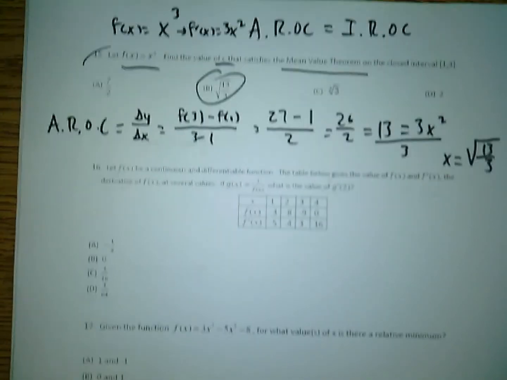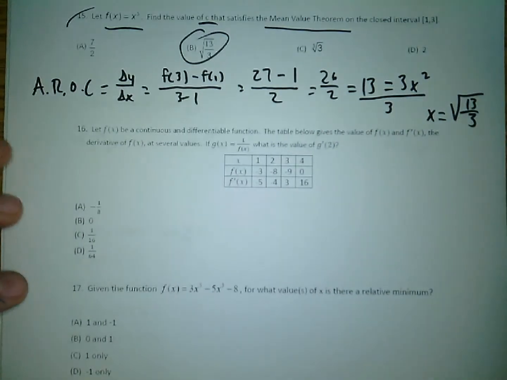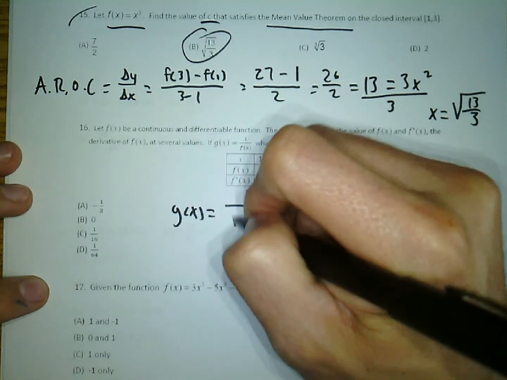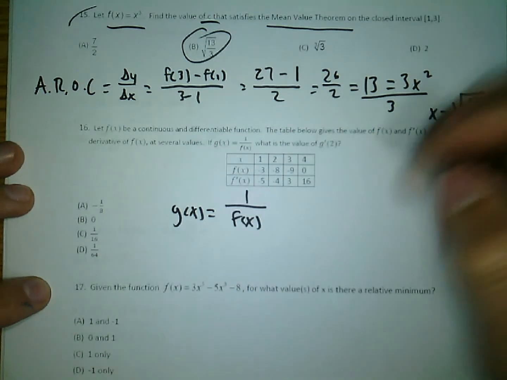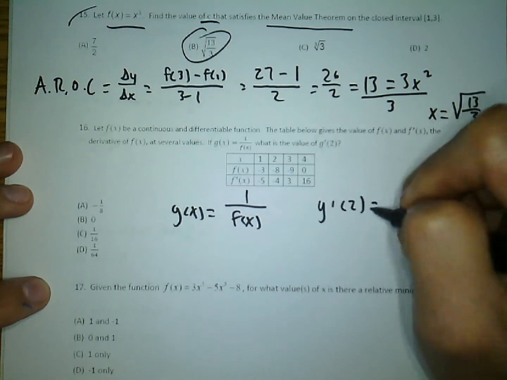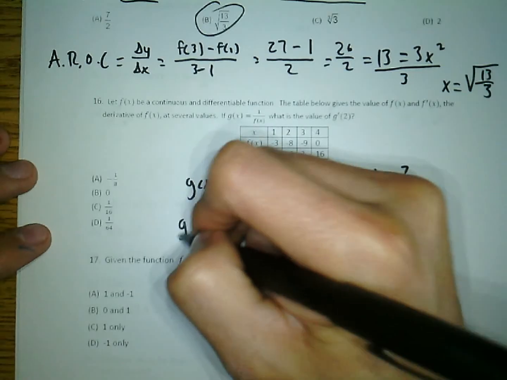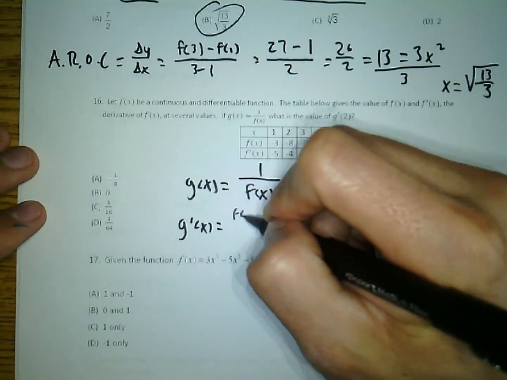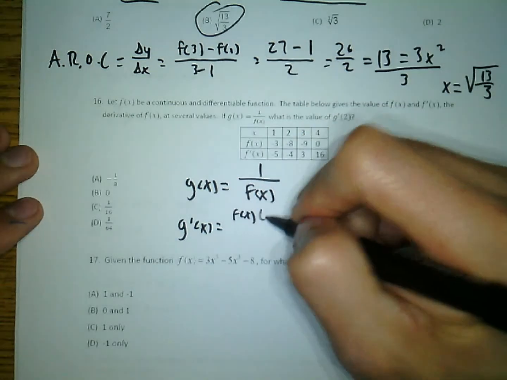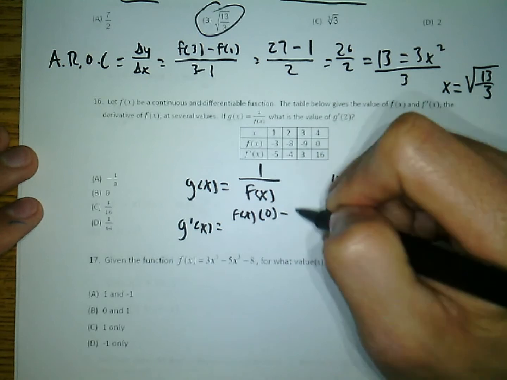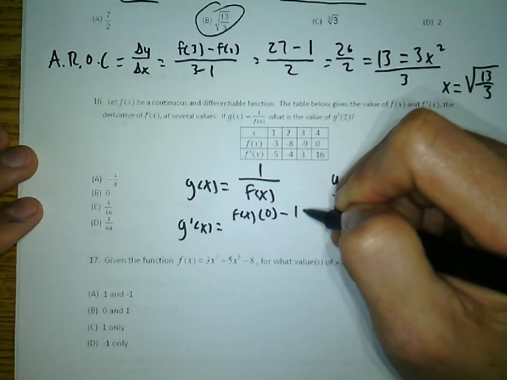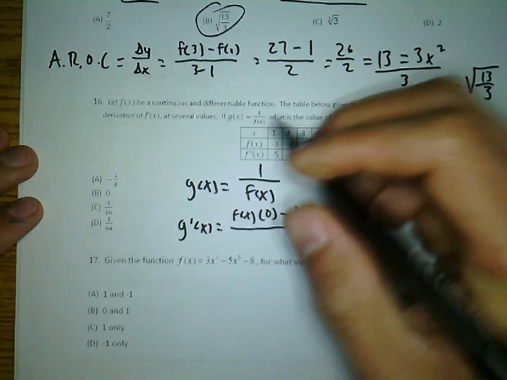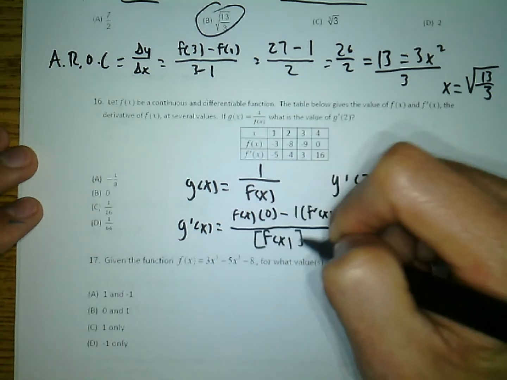Okay? All right, the next is we're going to use a table to help us out. So you are being told that g of x is equal to 1 over f of x. You want to know what g prime of 2 is equal to. So that means I got to take the derivative of this. So I'm going to use the quotient rule here. So I'm going to do f of x times the derivative of 1, which is 0, minus 1 times the derivative of f of x, which is going to be f prime of x, all over f of x squared.